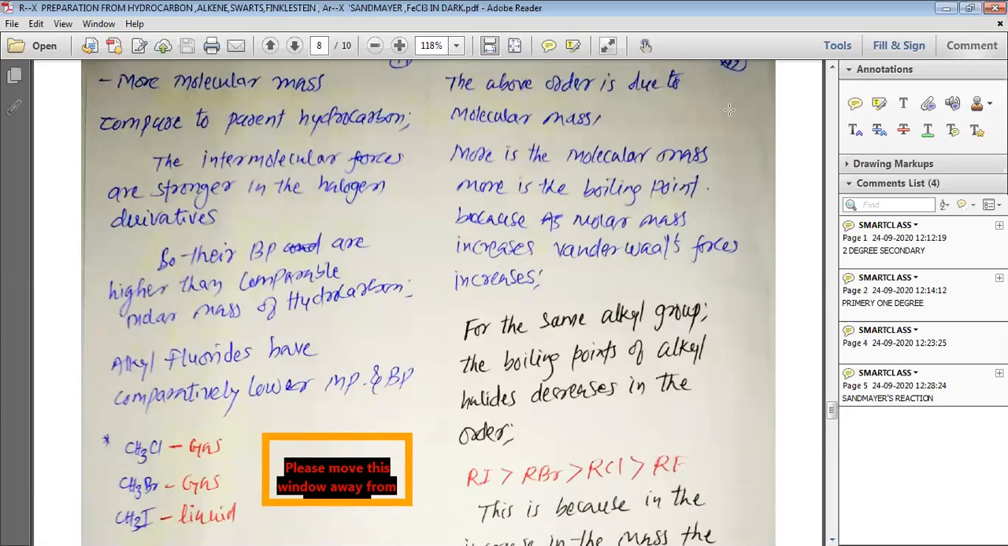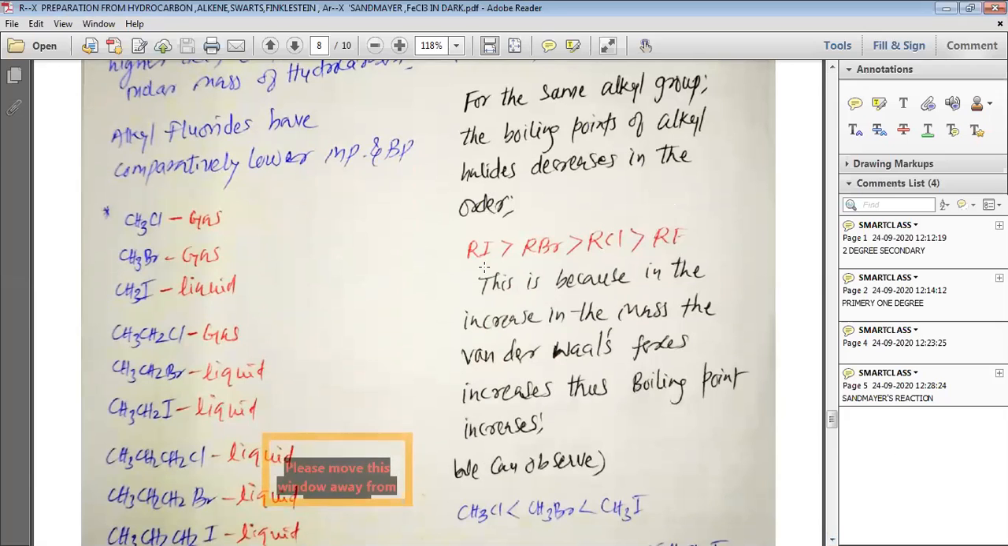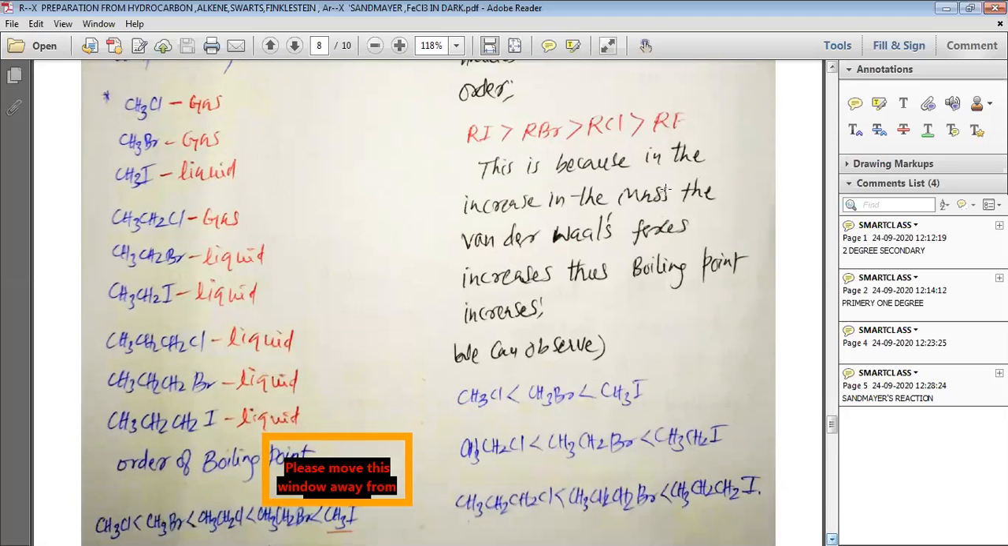You can easily understand the order, whatever we have seen is basically because of the increasing molecular mass. Iodine, the atomic mass is very high, and that is why you can consider it as an increasing order of molecular mass. More is the molecular mass, more is the boiling point, because as molar mass increases, van der Waals forces increase. For the same alkyl group, the boiling point of alkyl halides decreases in the order: alkyl iodide have the highest boiling point, then alkyl bromide, then alkyl chloride, and then alkyl fluoride, my dear students. This order is because with the increase in the mass, the van der Waals forces increase, and thus the boiling point also increases. Iodine has got the highest atomic mass, and that is why we can see this order.